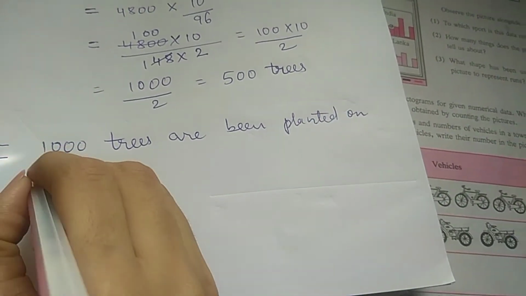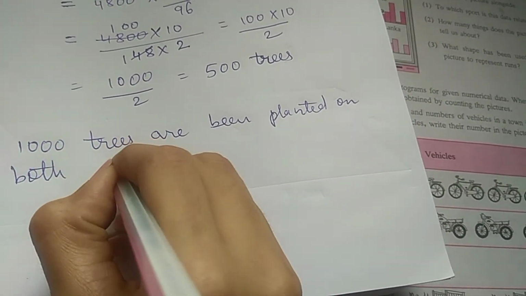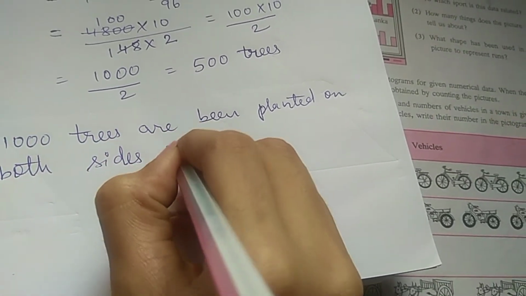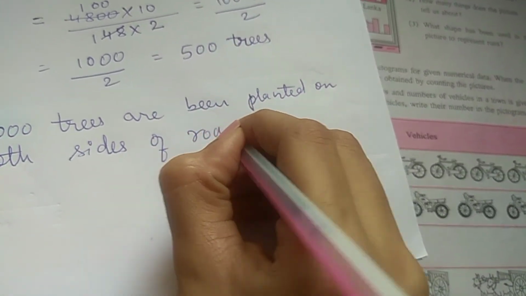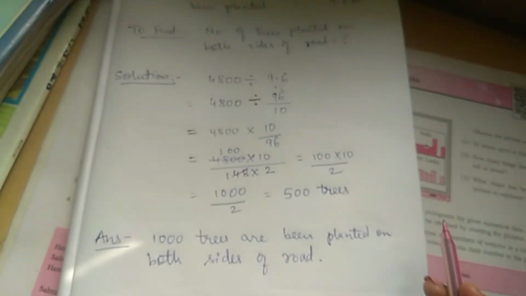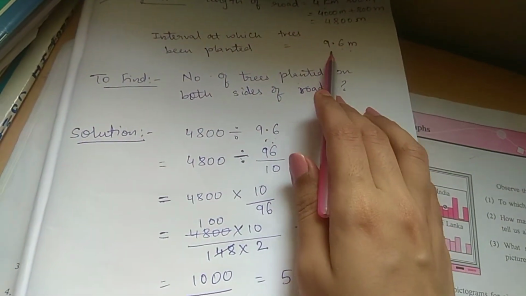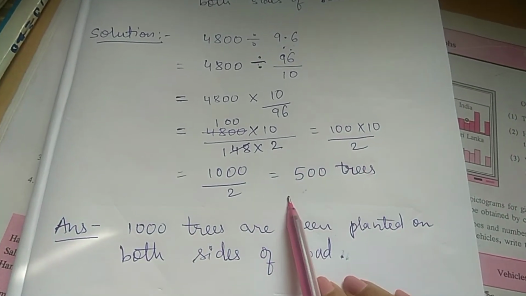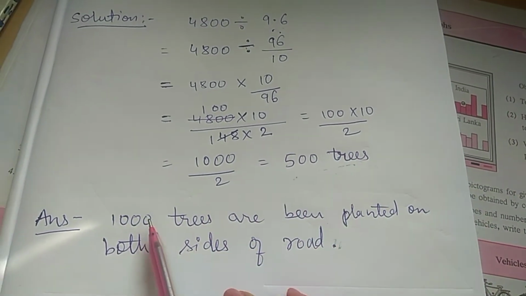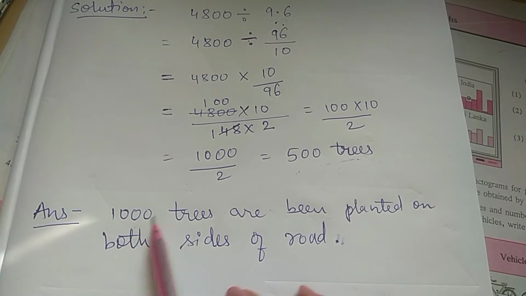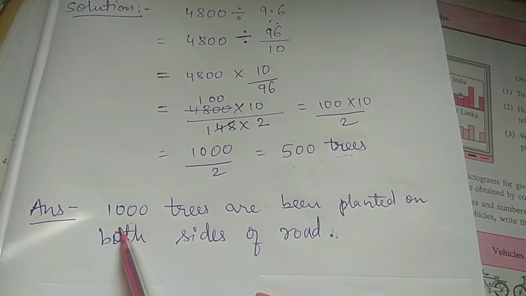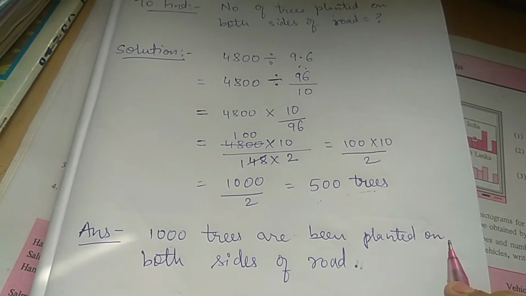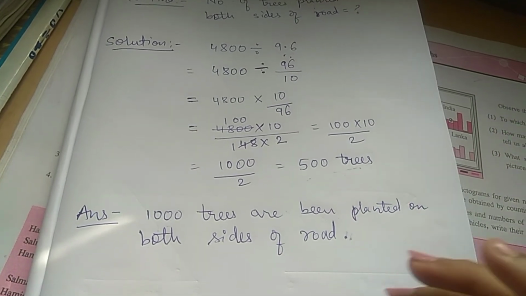on both sides of the road, because this interval is given for one side. So this number we are getting, 500 trees, is planted on one side. So for both sides, what will we do? Multiply by 2 and we will get 1000 trees. So this is our question number 2.